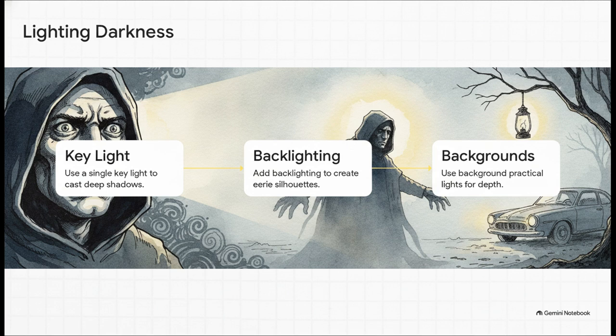You don't use standard three-point lighting. Instead, step 1 is to use a single key light. This instantly cranks up the contrast and casts these deep, moldable shadows across the subject's face.